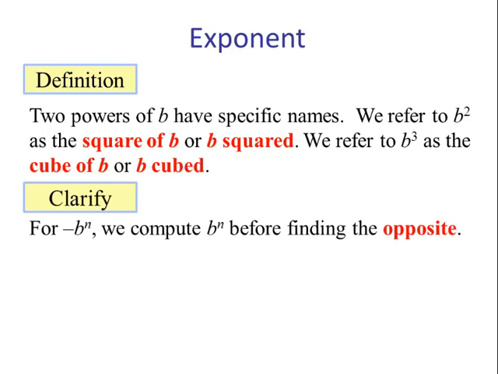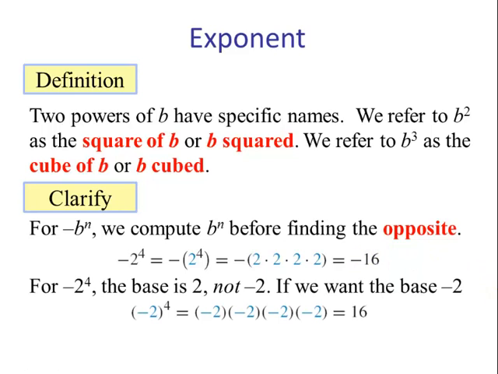To clarify, for negative b to the n power, we compute b to the n before finding the opposite, because we want to follow the order of operations. We do exponents before we multiply by a negative number. So negative 2 to the 4th means negative 1 times a base of 2 raised to the 4th power. We compute 2 times 2 times 2 times 2 first. So we do the exponent first, which is 16, and then we multiply it by negative 1, and we get negative 16.